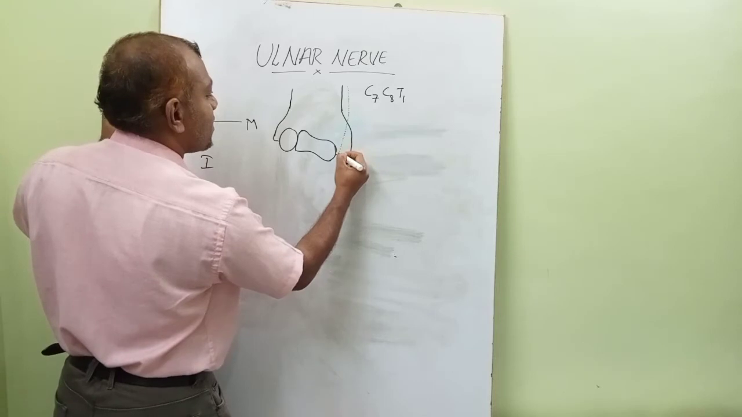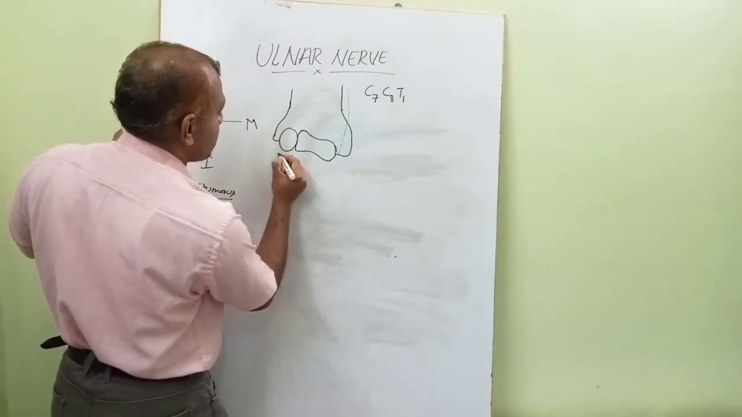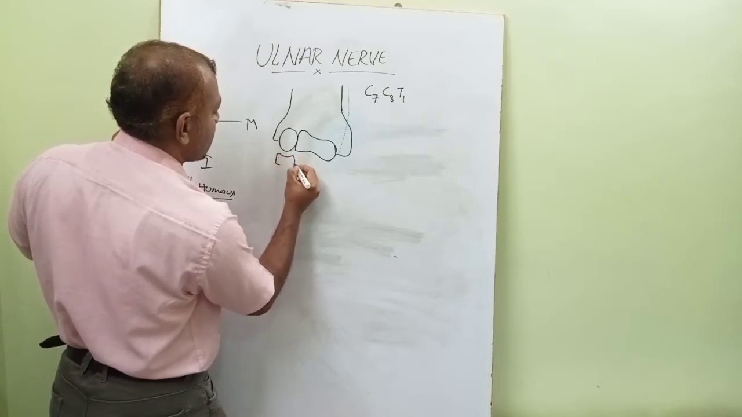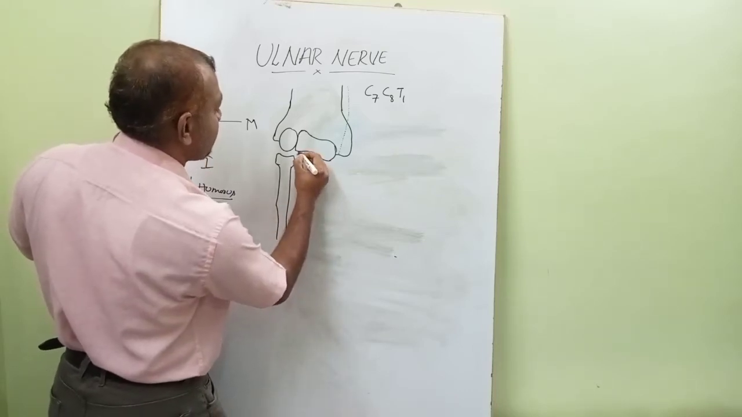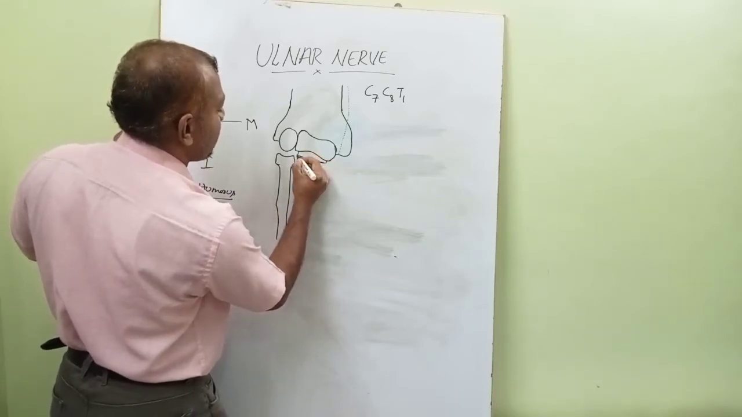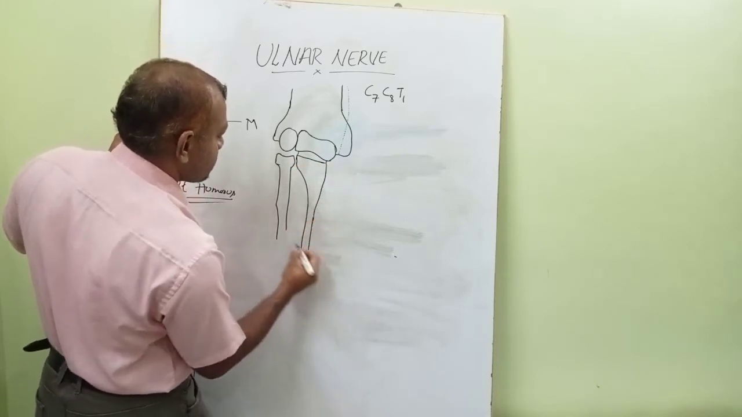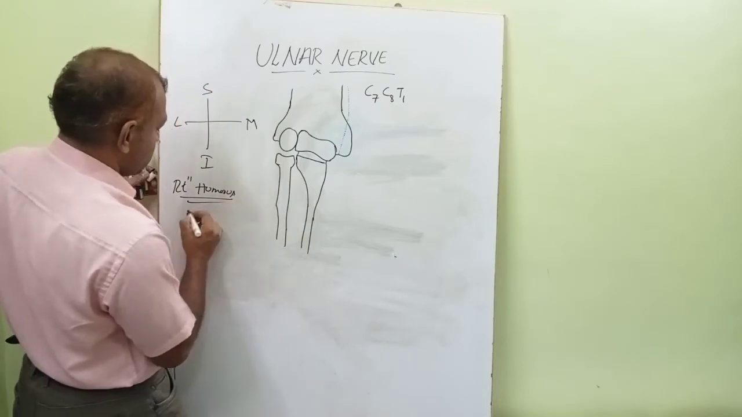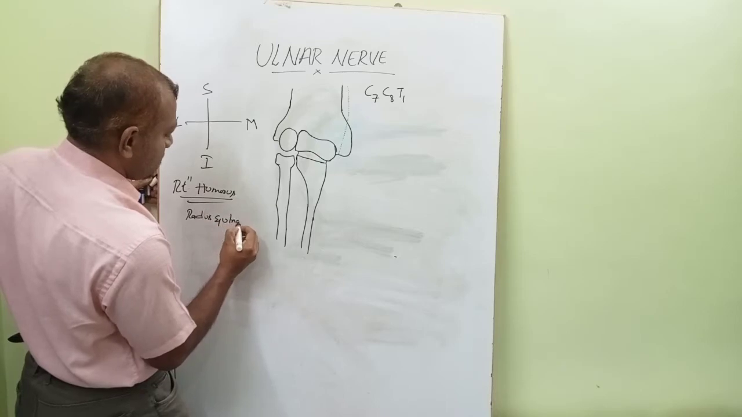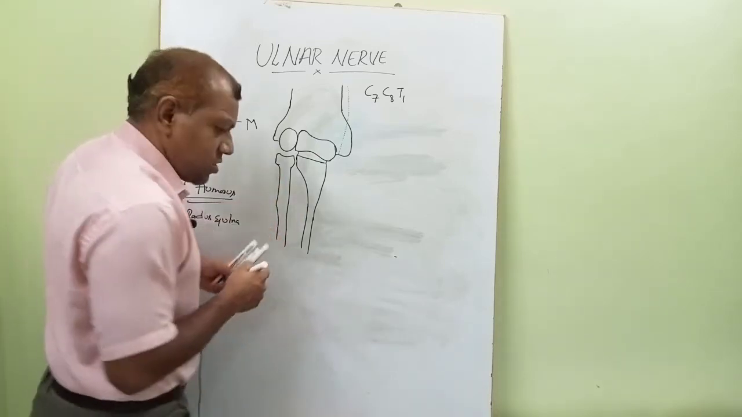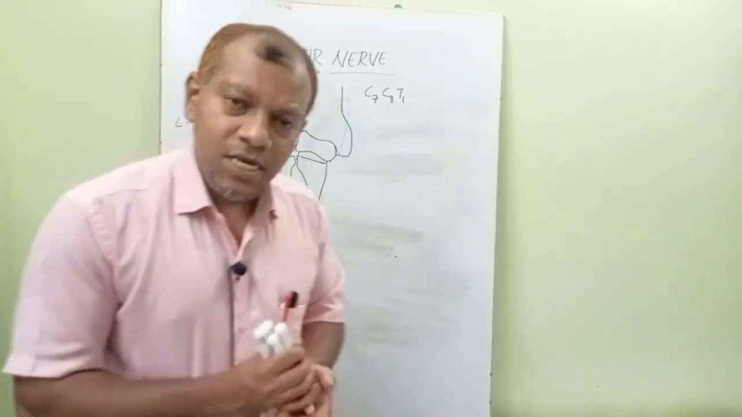Then it is running posterior to the medial epicondyle of humerus. Then what is going to happen here is, as you all know, the two bones of our forearm, that is laterally we can see the radius, and medially we can find the ulna. So this is your ulna. So the right side radius and ulna have also been drawn.